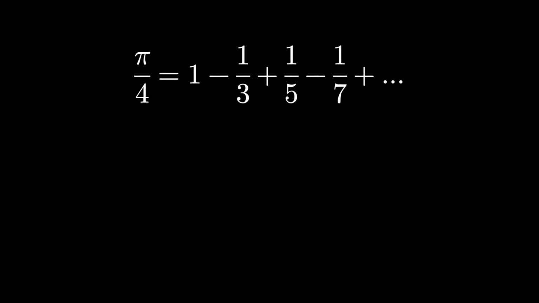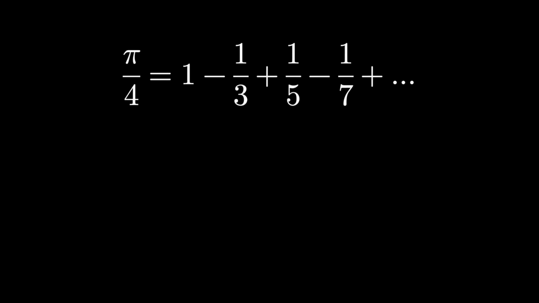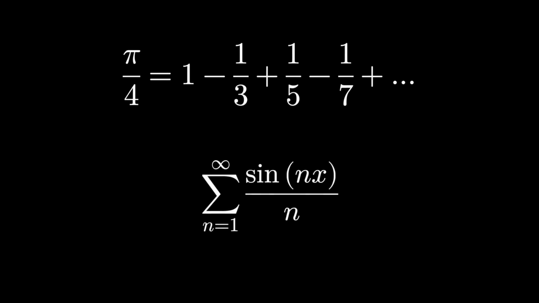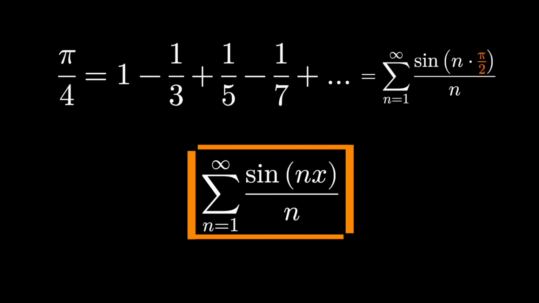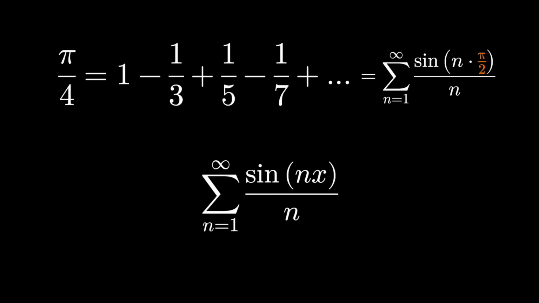Here's a very interesting formula for pi. But how do we get here? Let's take a look at the series, the sum from n equals 1 to infinity of sine of nx over n. Why look at this sum? Because if we evaluate at pi over 2, we get our sum in question. Then all we have to do is figure out what this series equals and we'll be all set. Getting there might be a little tricky though.